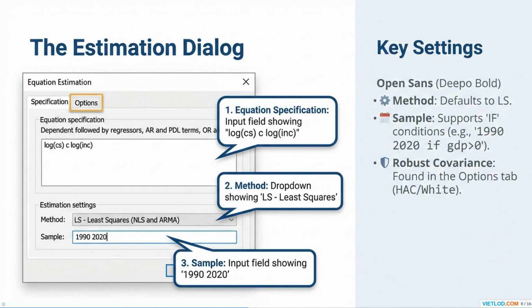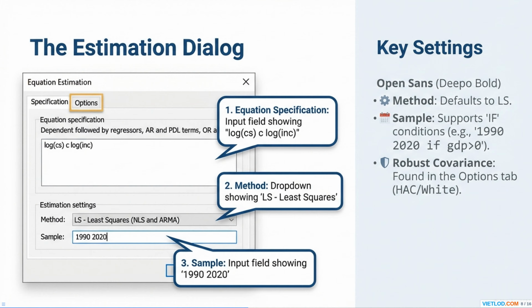When using the graphical user interface in EViews, you'll primarily interact with the equation estimation dialog box. It's here that you specify your econometric model. First, in the Equation Specification field, you enter your dependent variable, followed by c for the constant, and then your independent variables. For example, log of CS, c, log of inc, as shown here. Next, under Method, least squares, or LS, is the default and often your starting point for estimation.